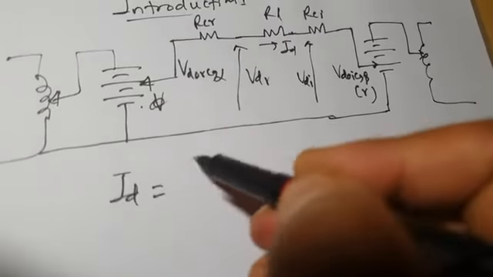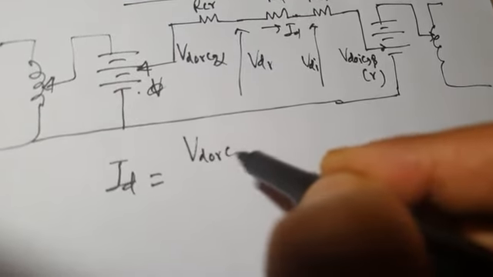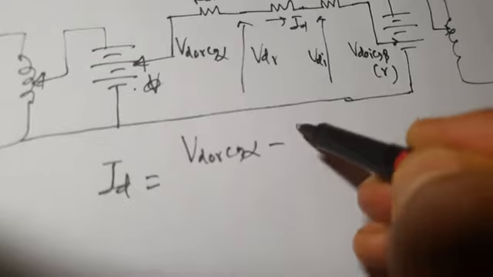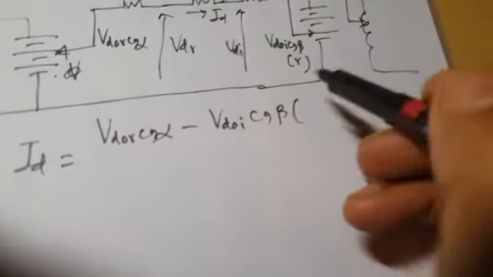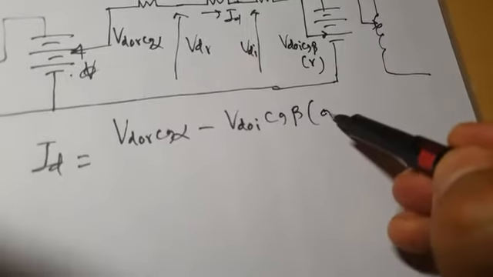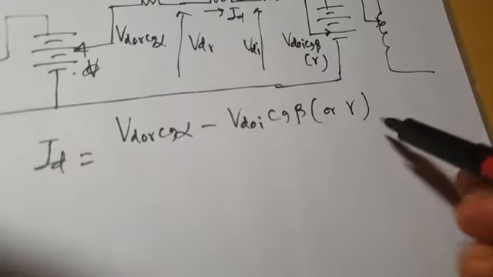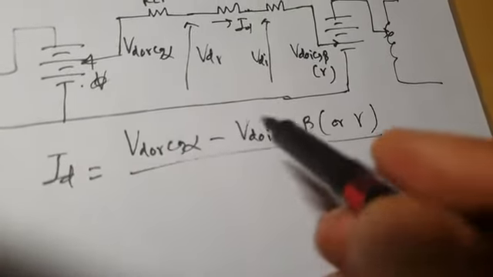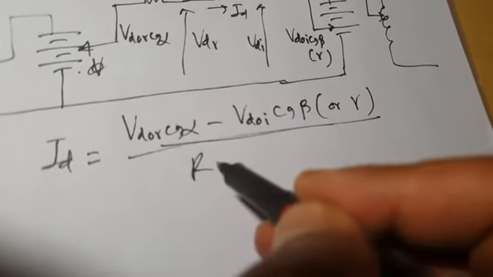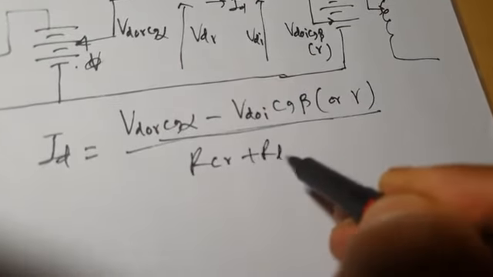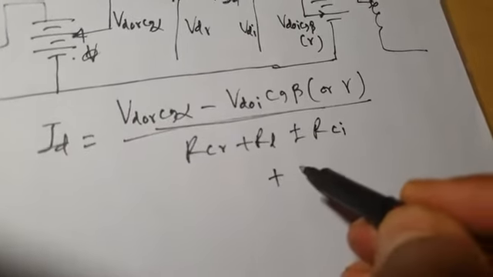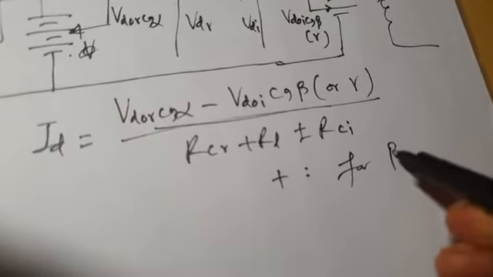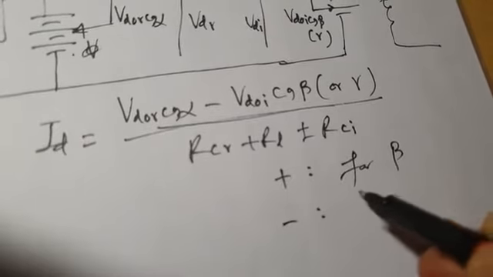DC line current is given by VDOR cos alpha minus VDOI cos beta or gamma, divided by RCR plus RL plus minus RCI. Okay, plus sign is used for beta and minus sign is used for gamma.